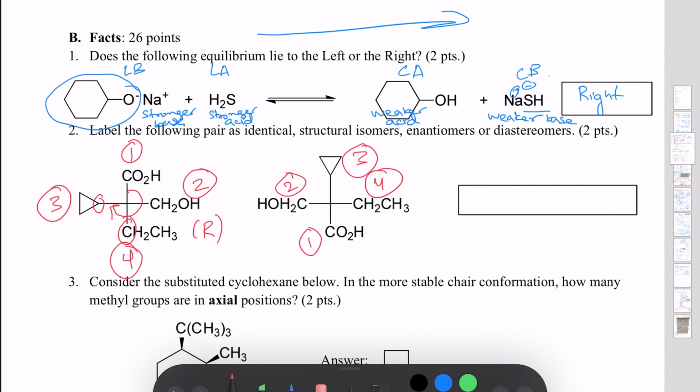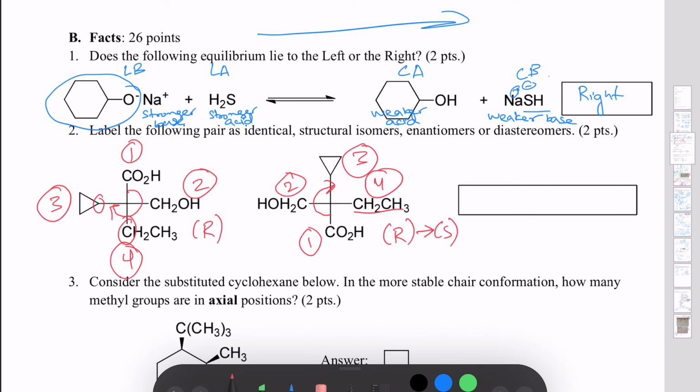And what we see is that we're going in this direction. So you might be tempted again to just put R like we saw in the last case, but watch out, the last priority group is coming out of the page, right? This group right here, by the rules of the Fischer projection, is coming out of the page. So we have to invert that apparent configuration to the actual one, which is S.